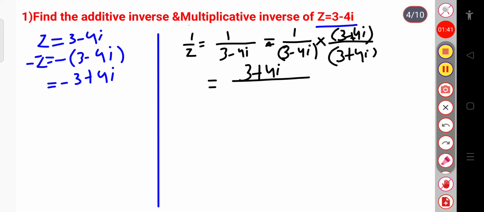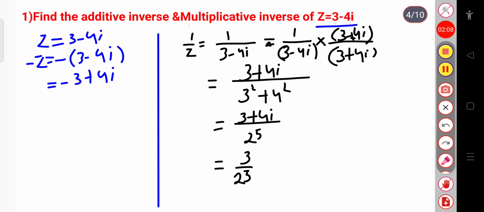So, this will be equal to 3 square plus 4 square, because i square you know is minus 1. So, minus minus becomes plus, 3 square plus 4 square. So, that will be equal to 3 plus 4i divided by 3 square is 9 and 4 square is 16, that will be 25. 9 plus 16 is 25. Hence, separating the real term and the imaginary term, we will get 3 by 25 plus iota 4 by 25, clear. This is 4 by 25.